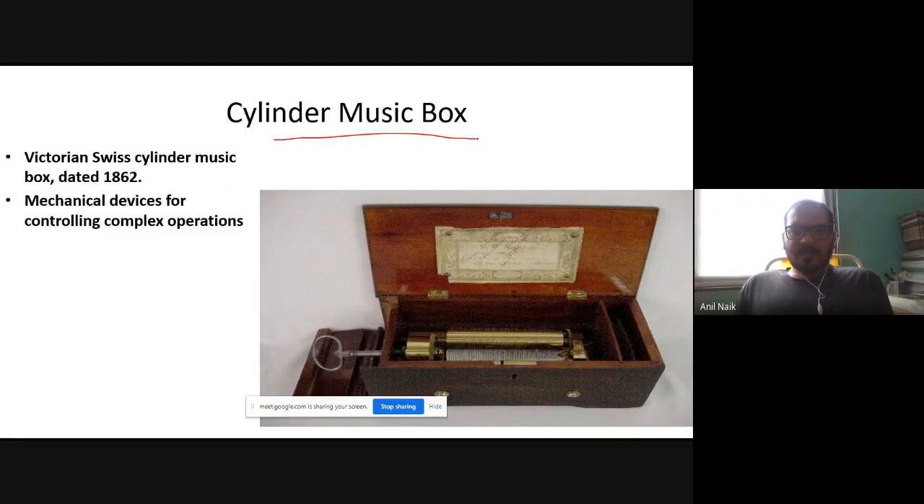Then the cylinder music box. So the Victorian Swiss cylinder music box is dated 1862. It is a mechanical device used for controlling some complex operations. I think they used this knob. I'm just showing the history of all the different computing devices. For more detail, you can go through Wikipedia by searching the device name.